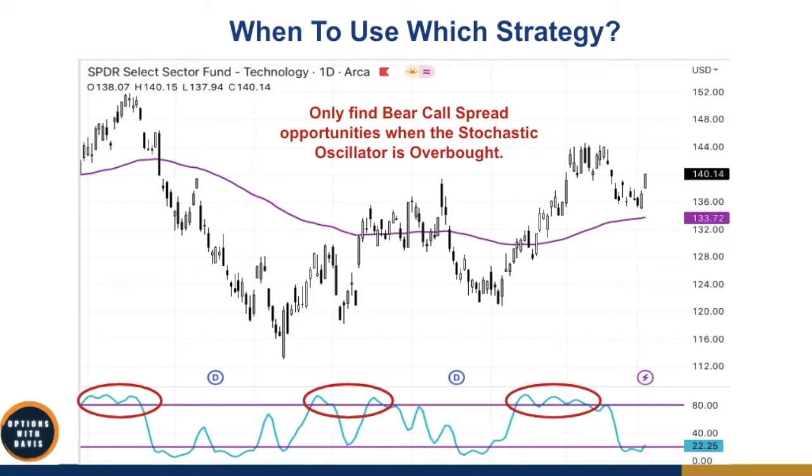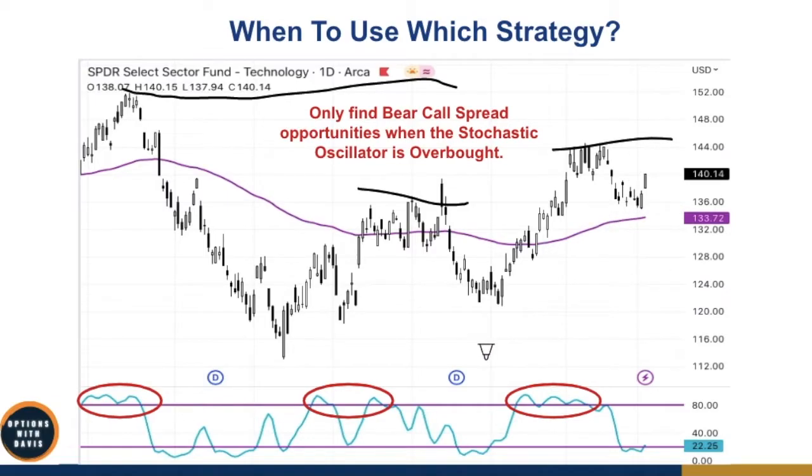Now next, only find bear call spread opportunities when the stochastic oscillator is overbought. This is on the opposite side. If you see the stochastic oscillator is overbought, then guess what? You only look to find bear call spread opportunities and don't even bother looking at the iron condor or the bull put spread. In this case, what you want to look for is previous highs, right? Resistance levels, or you can look at dynamic resistance with the moving average.